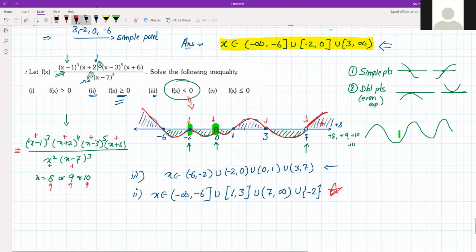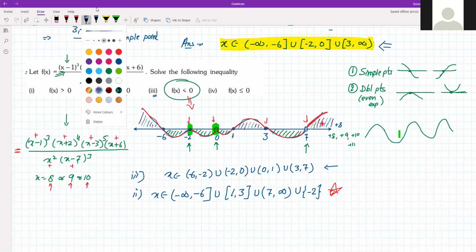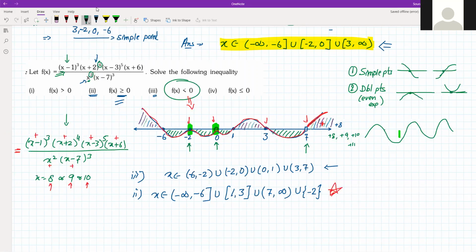This is a very important question, because in this question we actually understood so many other concepts as well, basically from the interval point of view. And we have also seen that in the second part, we actually have a point instead of a range, that is -2.